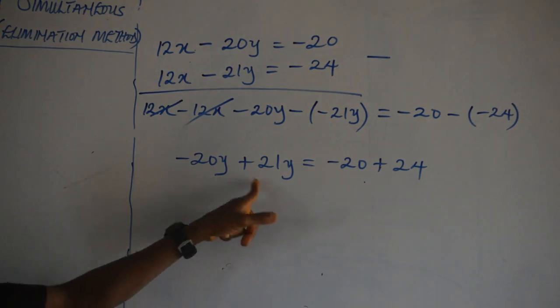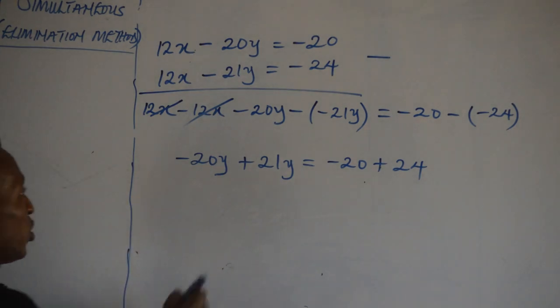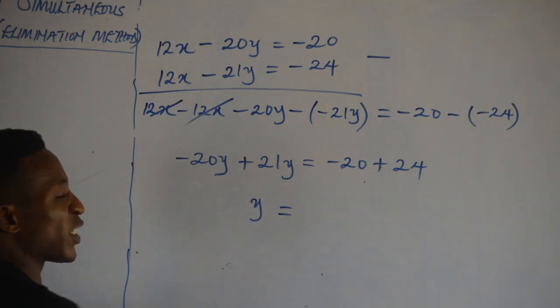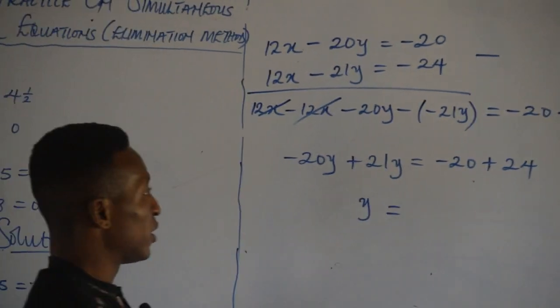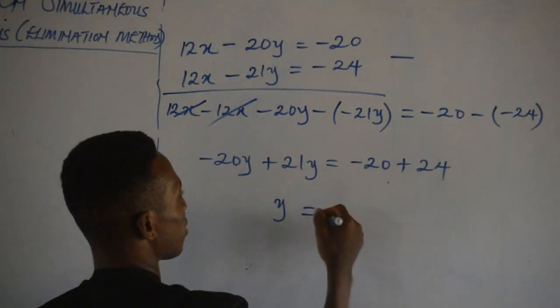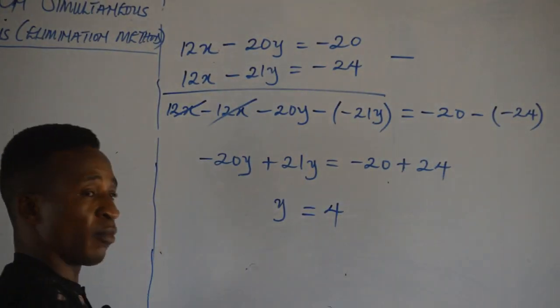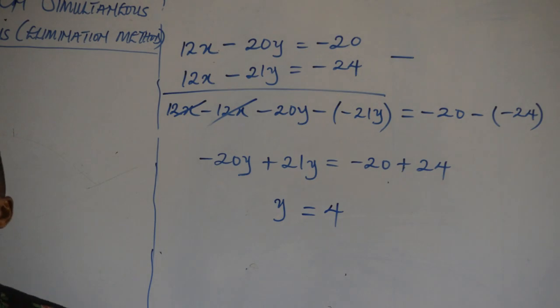Minus 20y plus 21y, that's 1. So you just write y. You don't need to write 1y. So you just say y equals to minus 20 plus 24. That gives you 4. That means our answer for y is 4.